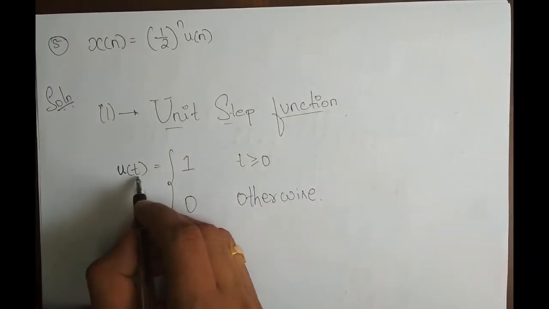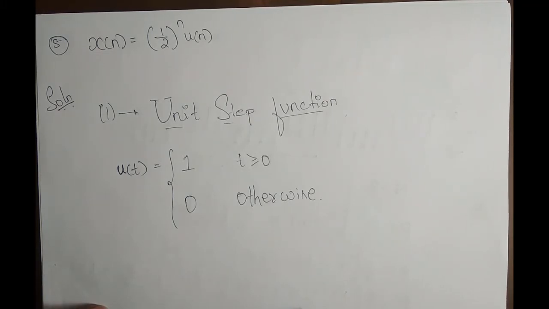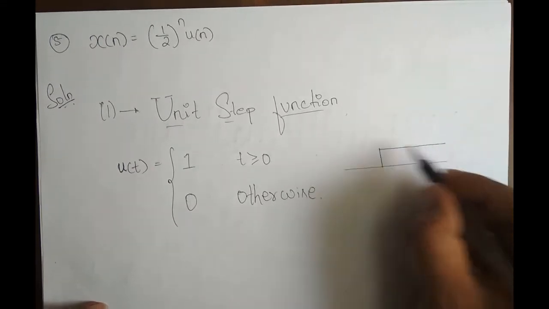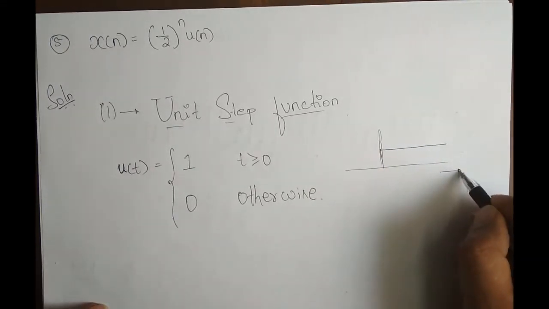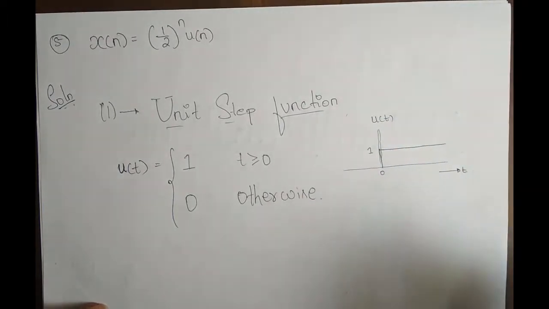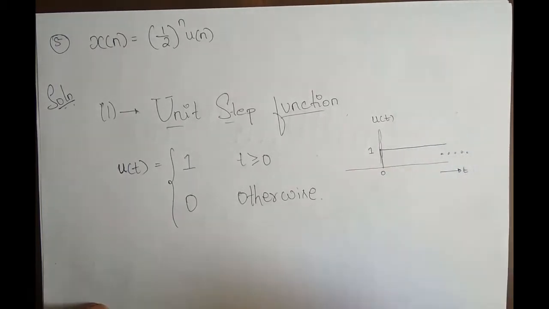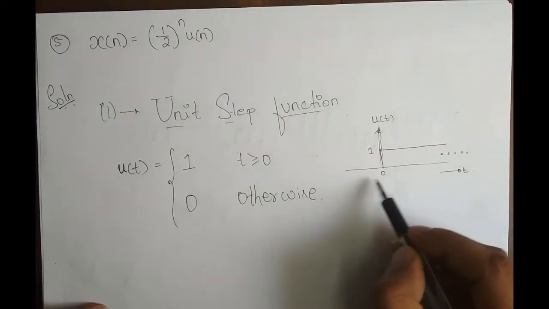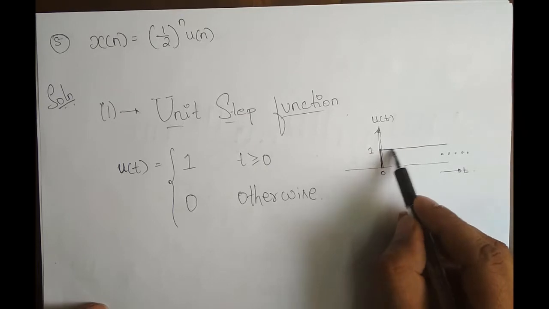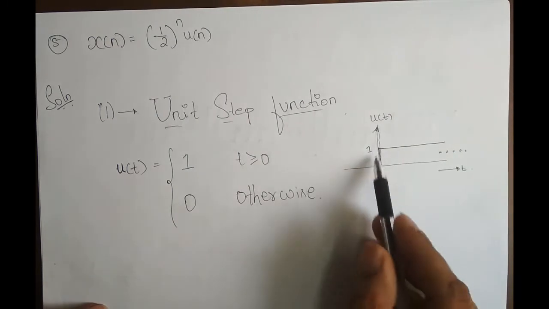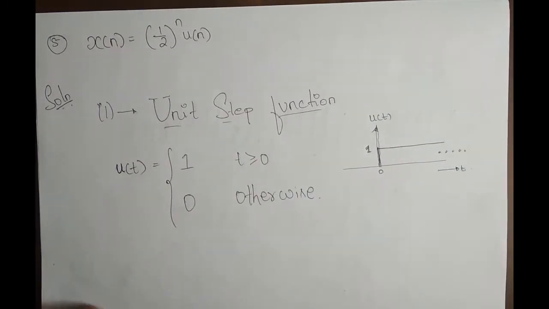So whenever we say u of t, it is basically the unit step function, and graphically this is how it looks. This is the time independent variable, this is u of t, the amplitude is 1, and this is 0, and it goes till t is equal to infinity. So why unit step? At t equal to 0 there is a step and its amplitude is 1, so that's why it is called the unit step function. There is a sudden step at t equal to 0 and that step value is 1.